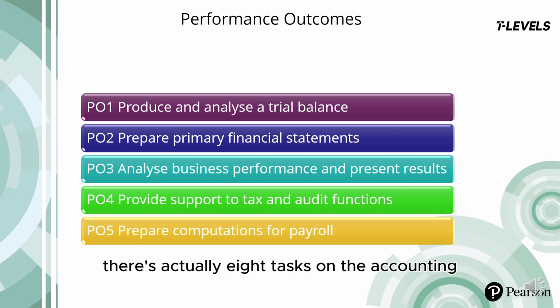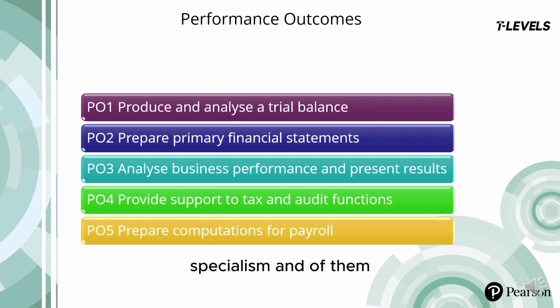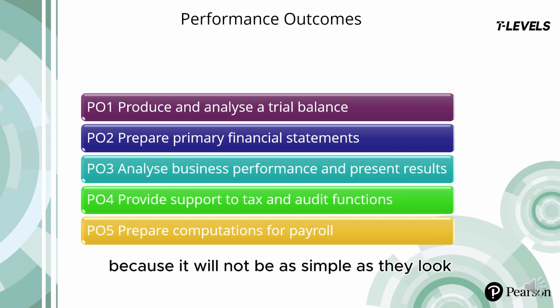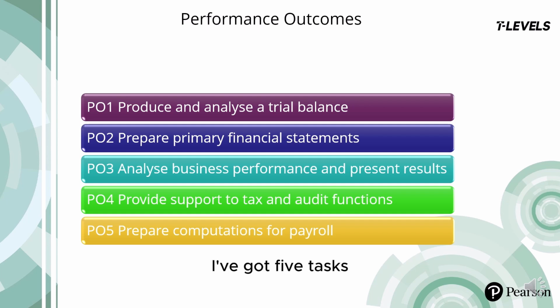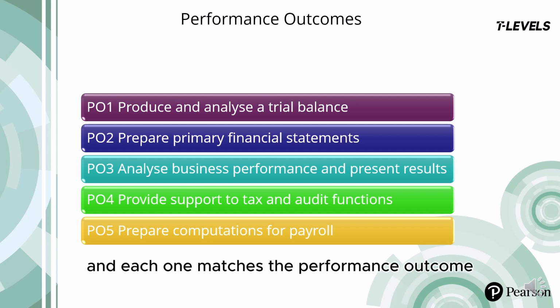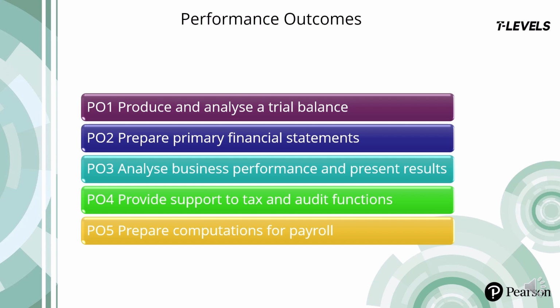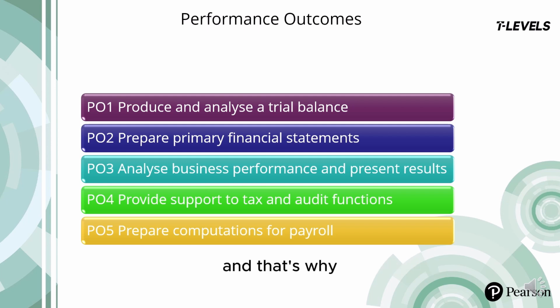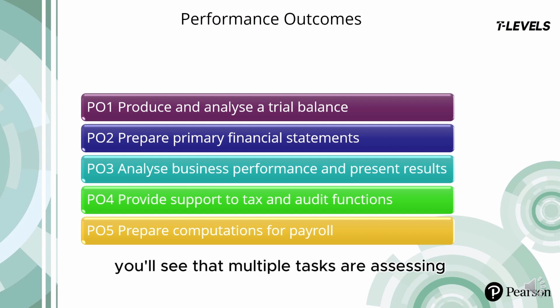There's actually 8 tasks on the accounting specialism, and of them there's some subtasks as well. So students need to be familiar with, okay, if I'm doing this task, I'm being assessed on this. Because it will not be as simple as they look and they go, okay, I've got 5 tasks and each one matches the performance outcome. Because in reality, the skills and knowledge they're learning here is going to appear across multiple activities that they're doing in the workplace. And that's why when you look at the occupational specialism, you'll see that multiple tasks are assessing multiple performance outcomes at once.